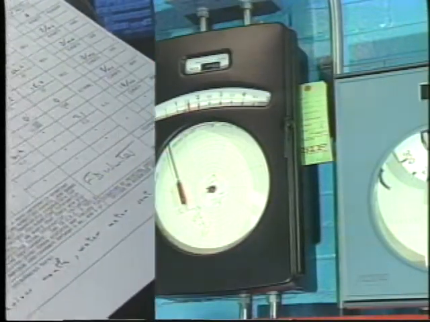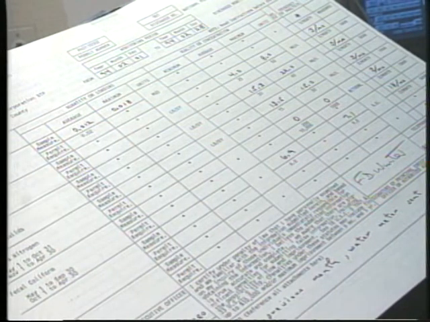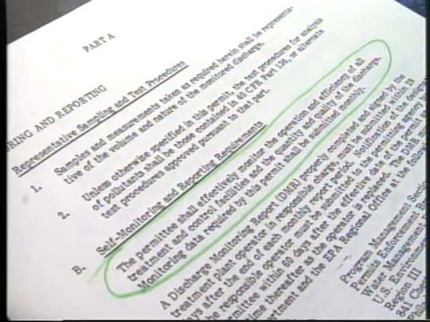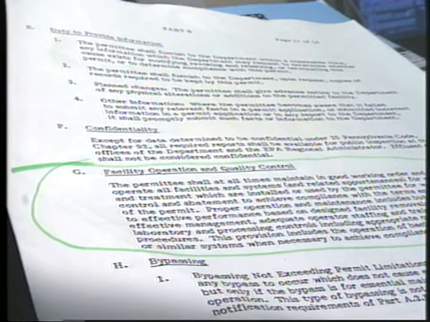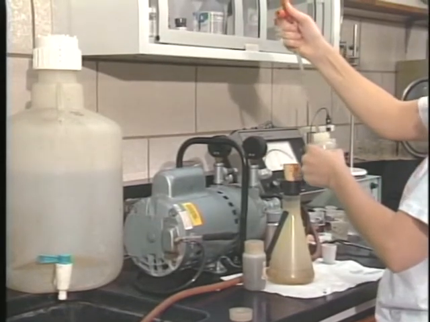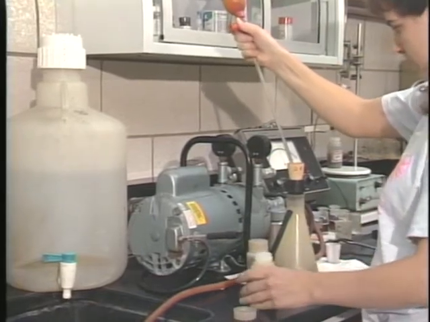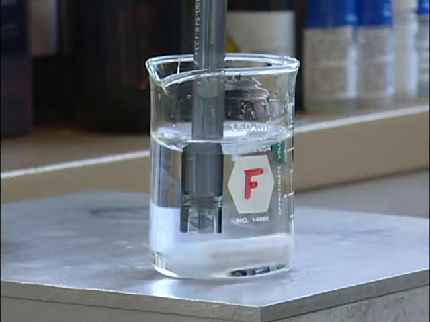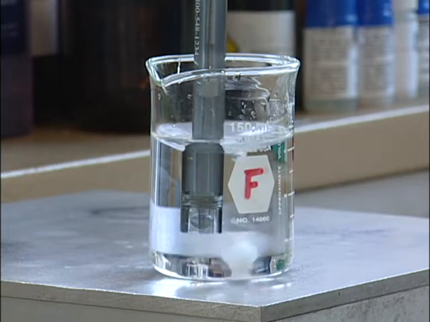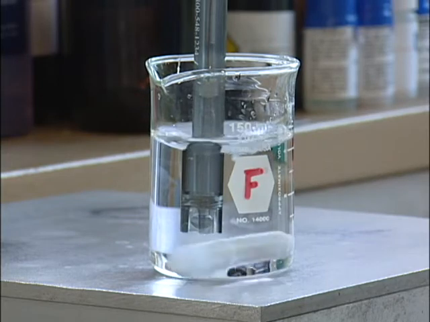Many operators are under the false assumption that the only lab tests that need to be performed are those parameters listed on the facility discharge monitoring report. However, proper process control lab testing is required for all treatment units as specified in Part A of the NPDES permit. Part B of the NPDES permit also mentions process control testing under facility operation and quality control. Process control testing is not spelled out parameter by parameter as in the DMR. All data for process control, as well as self-monitoring, must be retained for a minimum of 3 years or longer if directed by state or federal agencies.